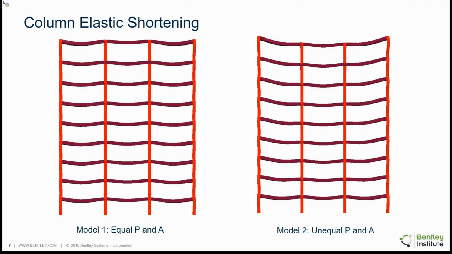So you can clearly see the differences between these two models, one where there is an issue with differential shortening and the other where there's not. And the differences between these two models, the design forces, design moments, could be very different in both the beams and the columns.